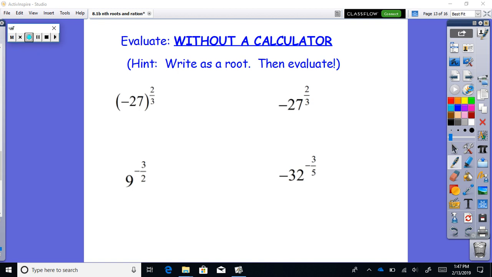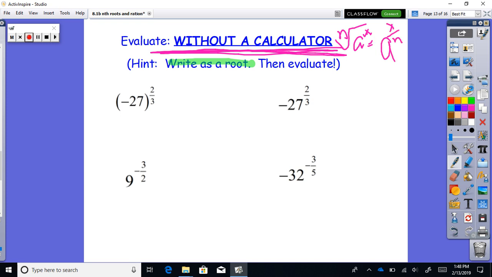Okay, so we want to evaluate these without a calculator. So, you know, this test will be no calculator, so be prepared for that. The key here is do the root first and then do the exponent. So remember that the nth root of a to the x power is a to the x over n as the exponent. So if you go backwards, whatever's in the denominator is your root, and then whatever's in the numerator is your exponent.